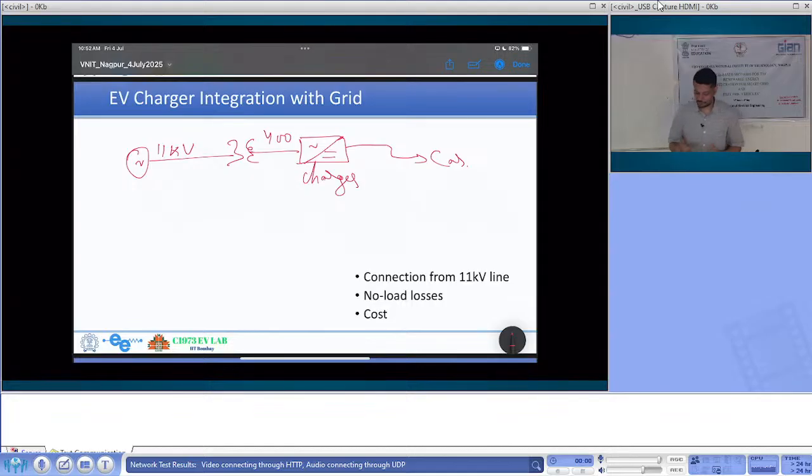And therefore, this is sort of the second problem in the conventional way of doing things where we are using a transformer. Efficiency is okay, small problem here, but size and the cost is a major issue, right?